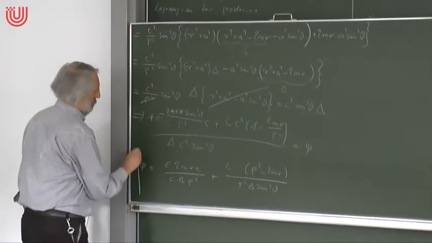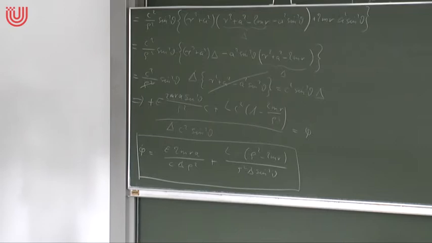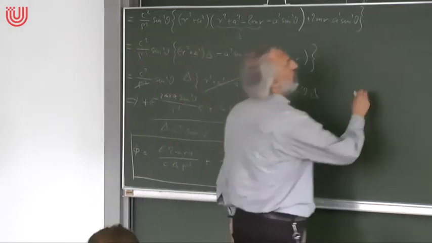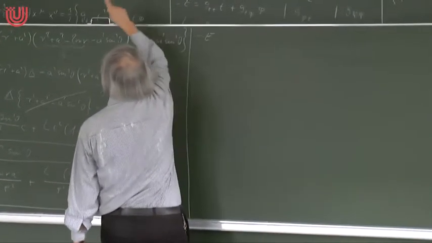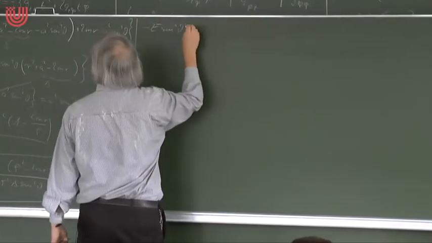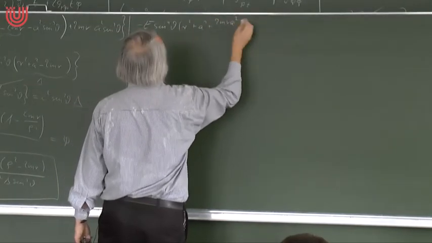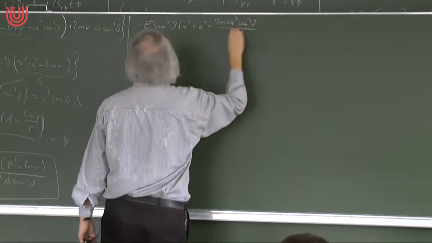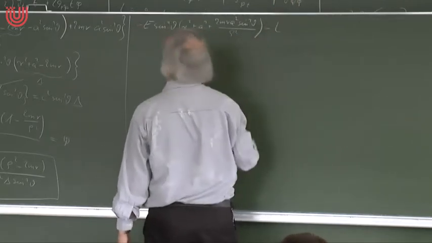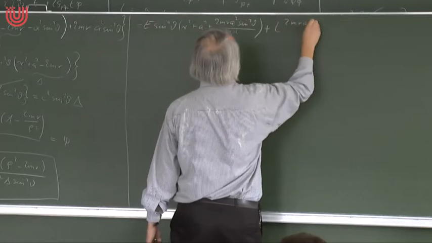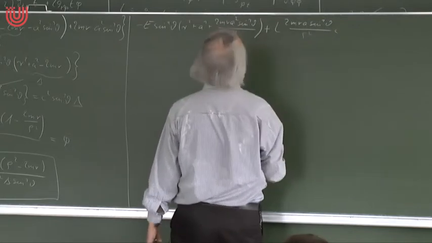So that's our first component of the equation of motion in first order form. Now I do the same thing for the t dot. Then I have minus E g phi phi. Sine squared theta times r squared plus a squared plus 2mr a squared sine squared theta divided by rho squared. And then minus L g t phi. This gives another minus sign, 2mrA sine squared theta over rho squared times c.